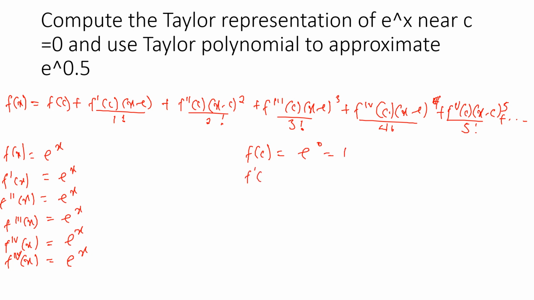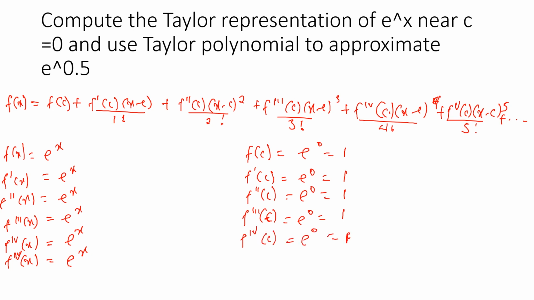Then f prime of c, that's going to be e raised to the power of 0, that's also 1. F double prime of c, that is the second derivative, e raised to the power of 0, which is 1. And the third derivative of c, which is going to be e raised to the power of 0, which is going to be 1. And the fourth derivative of c, which is e raised to the power of 0, and that is 1. And the last one.